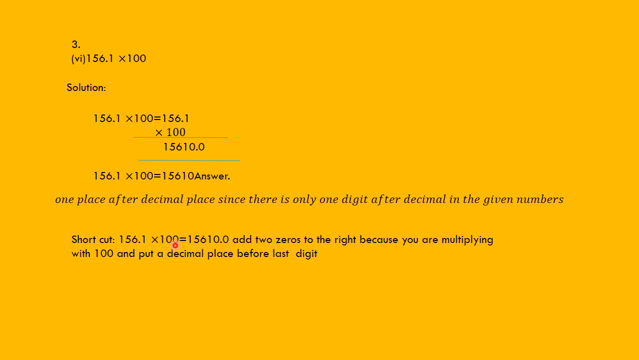So it becomes 156100. Now how many decimal places do we have to write? Only one, because the first number has one decimal place and the second number has no decimal places. So totally we have one decimal place. We have to leave only one digit and write a decimal before it. So what is the answer? 15610.0. After the decimal, whenever you have zeros, you don't count them. So it will be 15610.